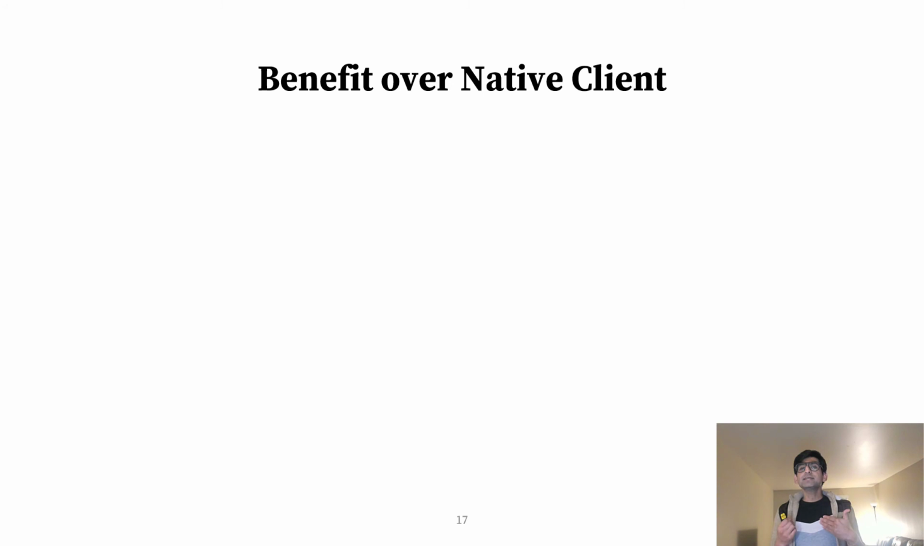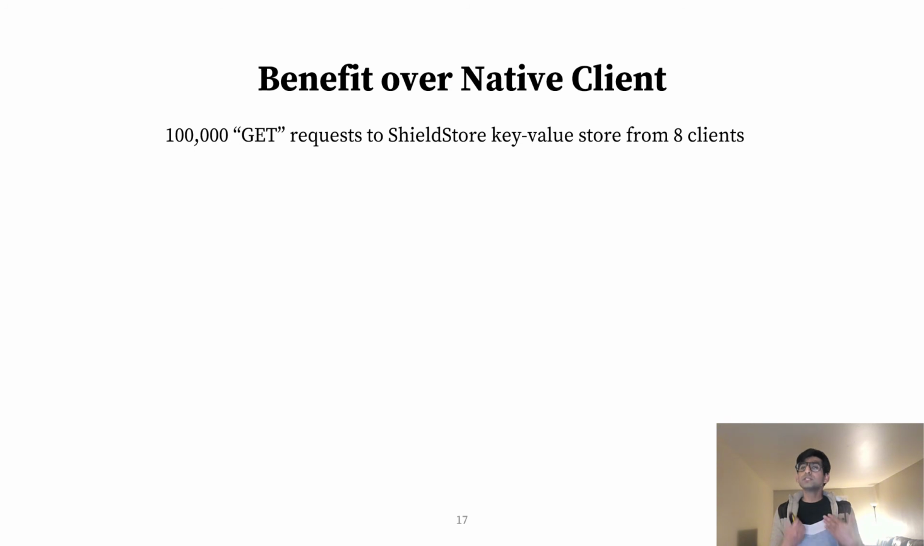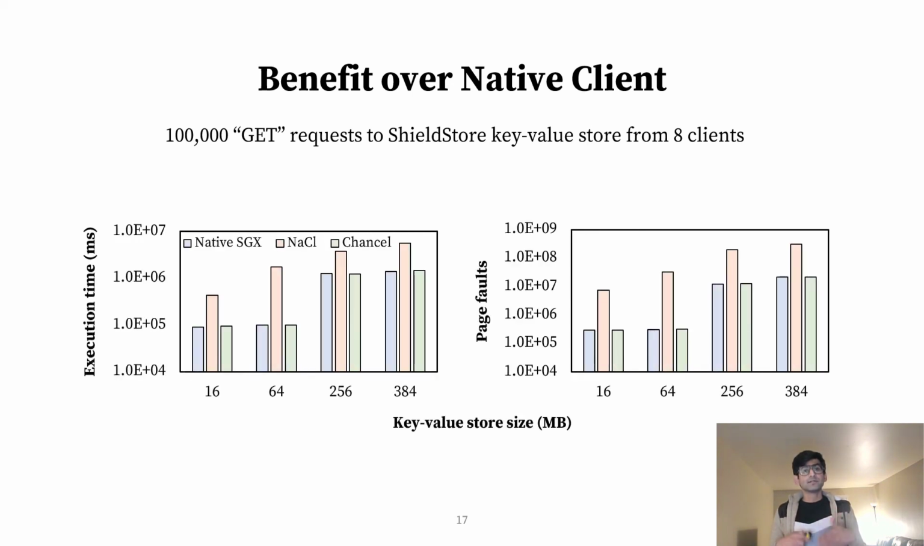Next, what we want to see is what exactly is the benefit of Chancel over prior SFI schemes that use multiple processes, such as Native Client. So for that, we ran ShieldStore, which is an optimized key-value store for SGX, and we ran it using 8 different clients. So we ran the experiment with both native SGX, Native Client, and Chancel. Native SGX and Chancel were using multi-threading. Native SGX uses insecure multi-threading, whereas Chancel uses its secure multi-threading that is enforced using its special multi-client SFI.